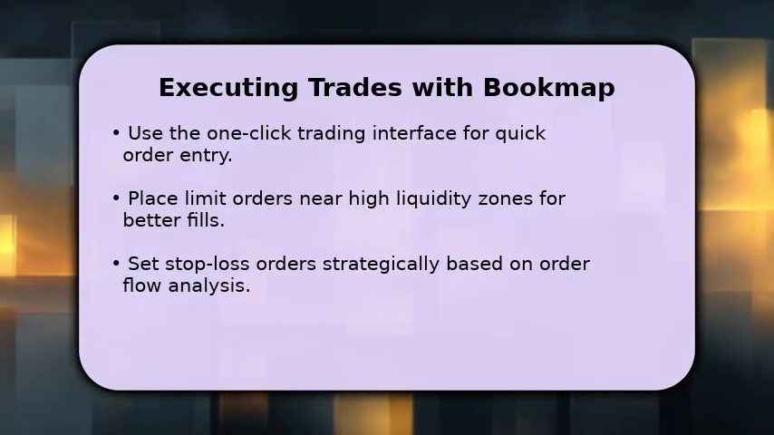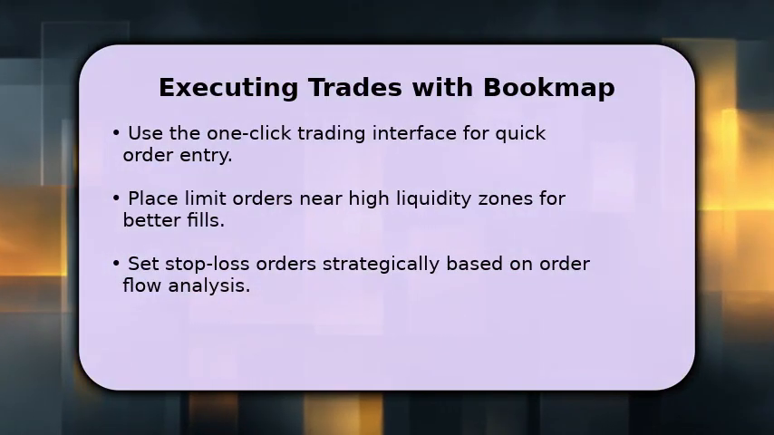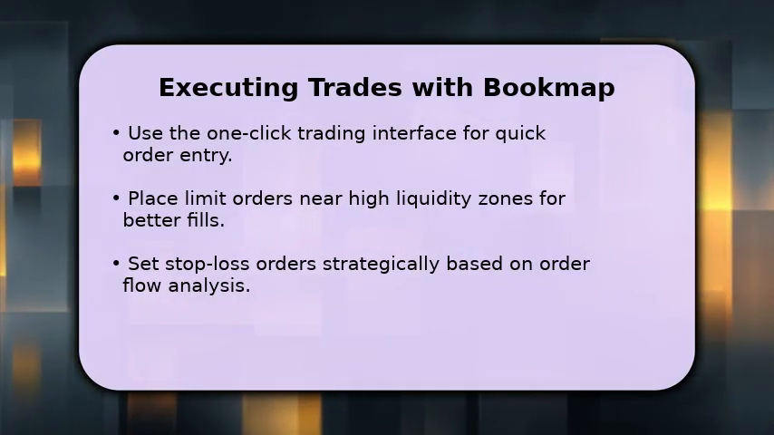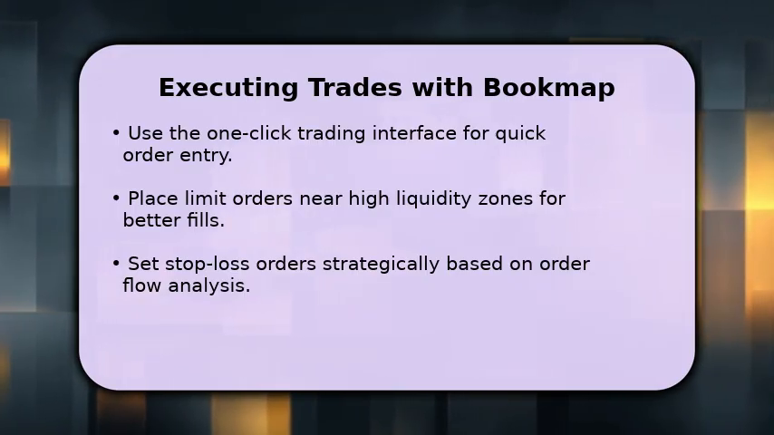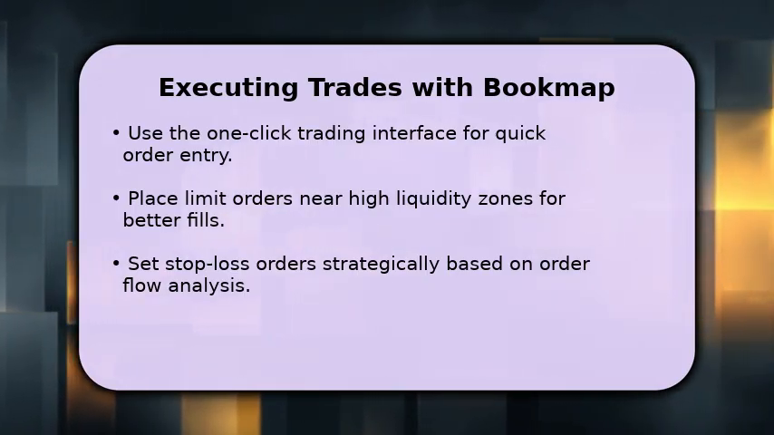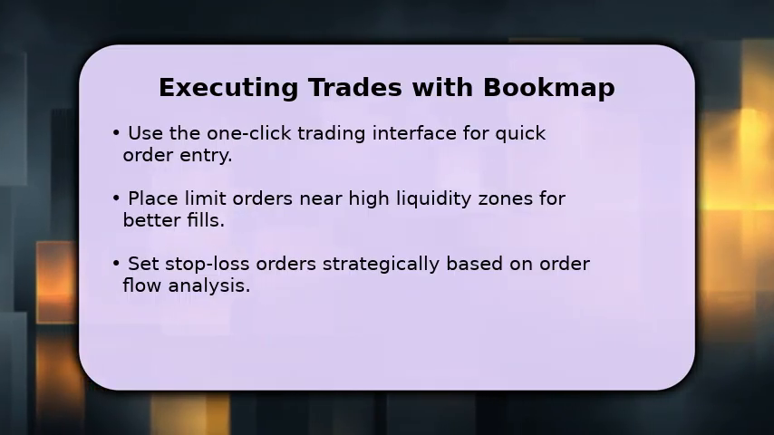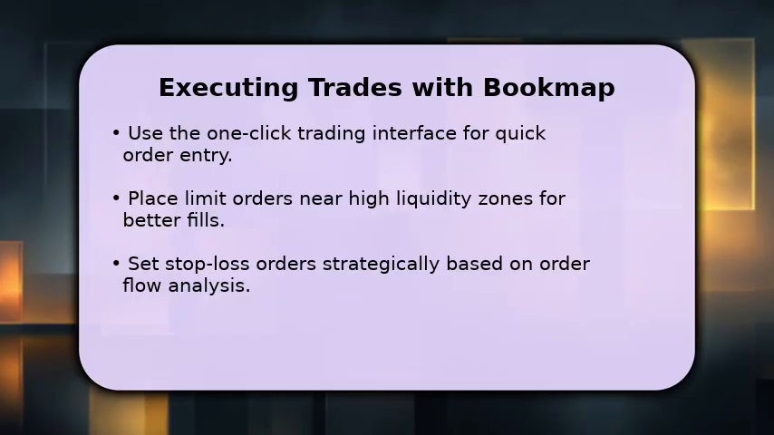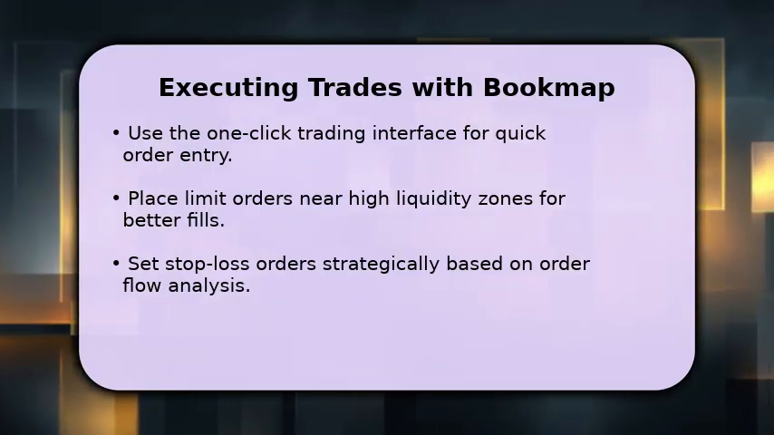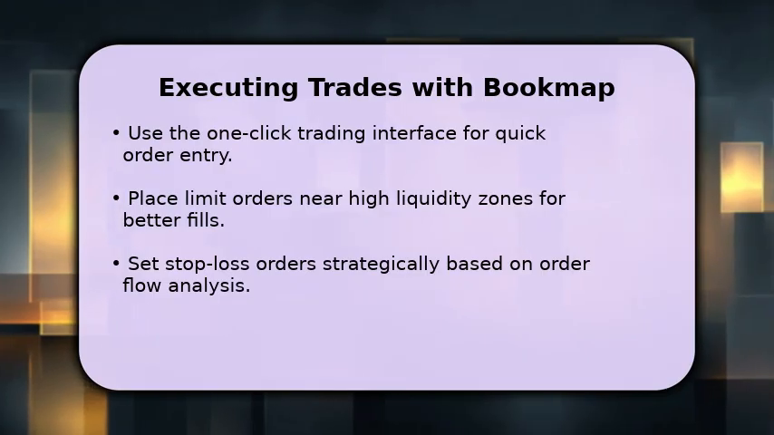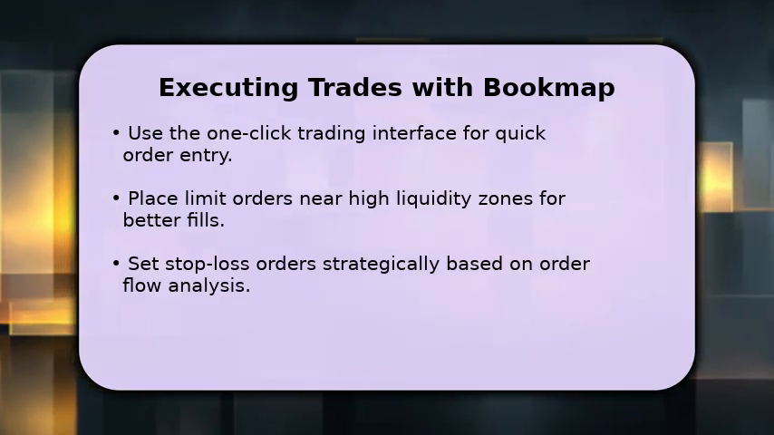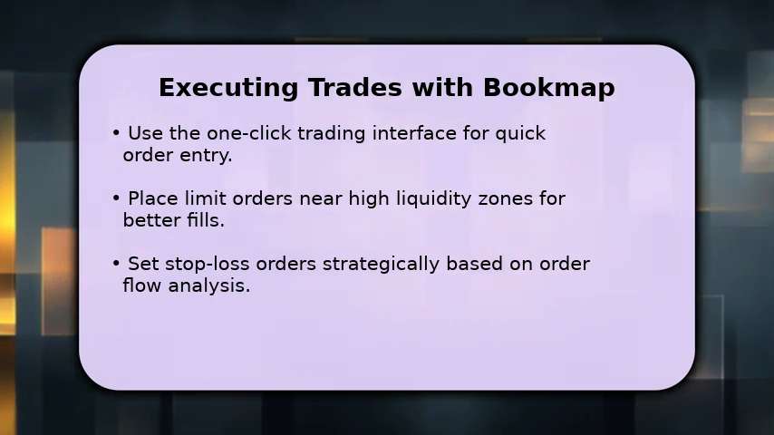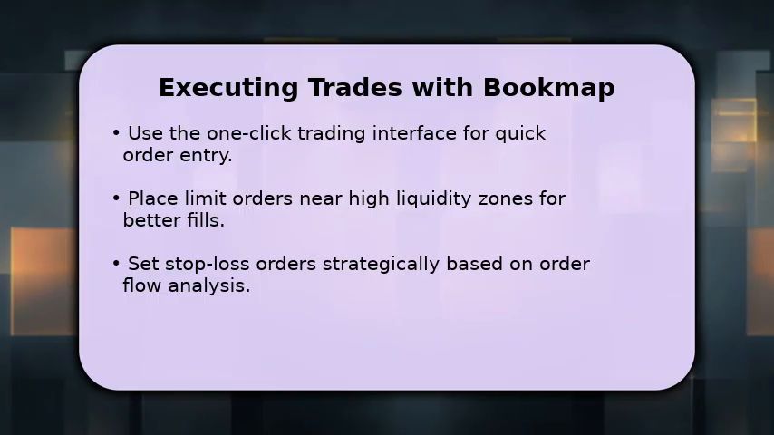Executing trades with Bookmap is streamlined and efficient. Its one-click trading interface allows for rapid order entry directly from the chart. You can place limit orders near those high liquidity zones you identified, aiming for better entry and exit prices. Strategically set your stop-loss orders based on the real-time order flow, adjusting them as market conditions evolve. Continuously monitoring the order flow helps you manage your open positions and react quickly to market changes, maximizing your trading edge.